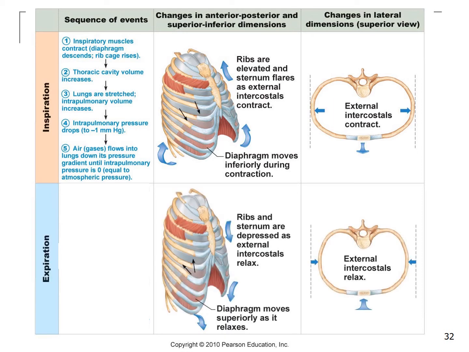Now let's take a look at expiration. Now, expiration in terms of quiet breathing is not an active process. Notice that you've got contraction of the diaphragm and contraction of the external intercostals in inspiration. In expiration or exhalation, the external intercostals relax, the diaphragm relaxes. And so what is it that is causing the compression of the chest cavity?